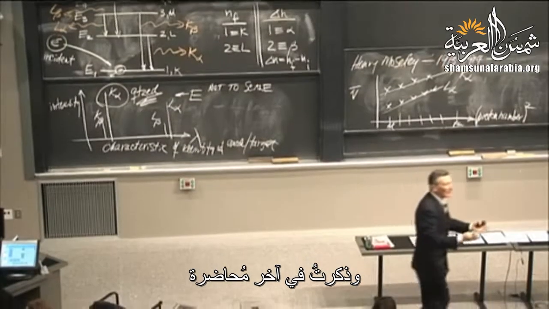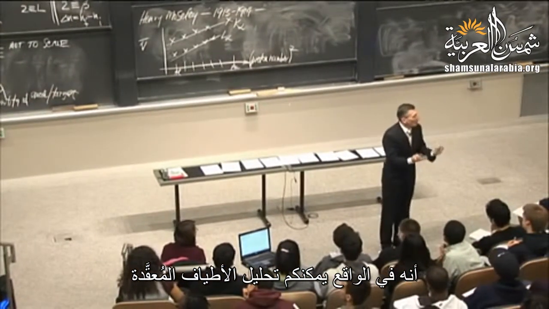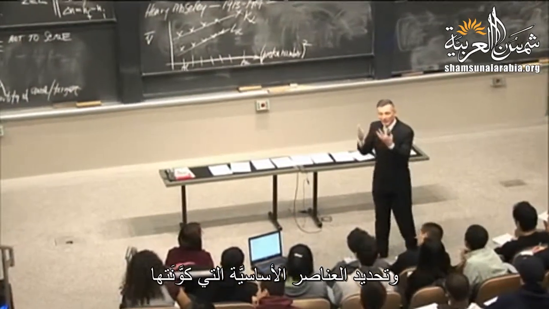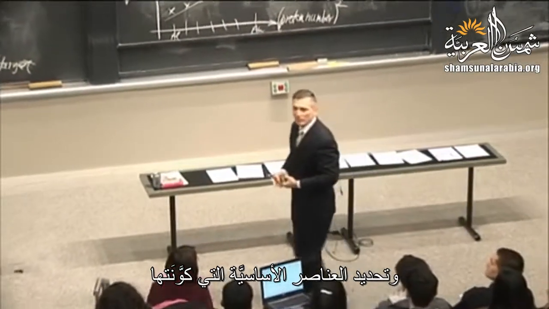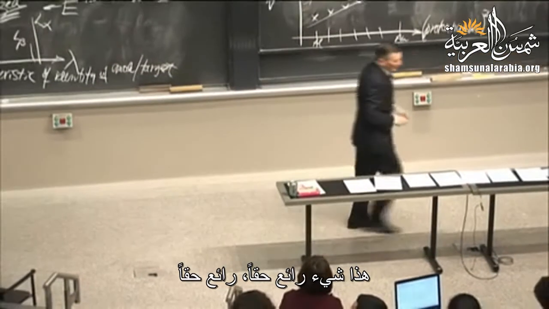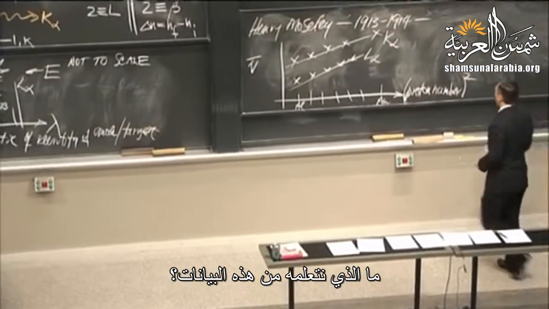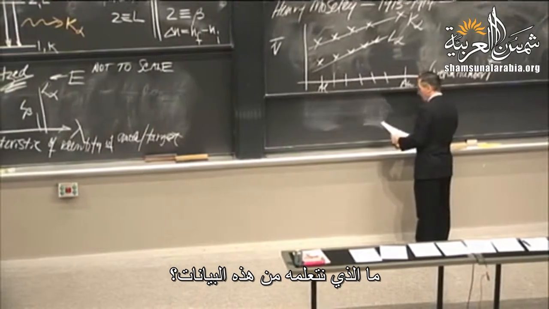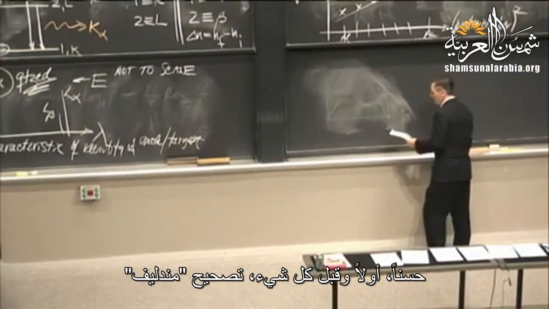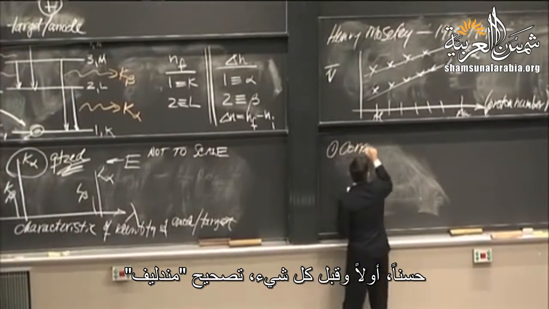And I mentioned last day that you could actually deconvolve the complex spectra and identify the constituent elements. So this was really fantastic. So what did we learn from all of this? What did we learn by these data? Well, first of all, it corrected Mendeleev.